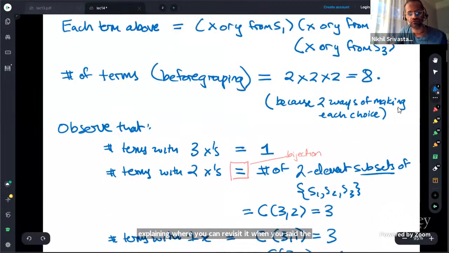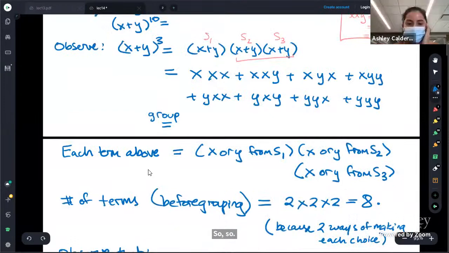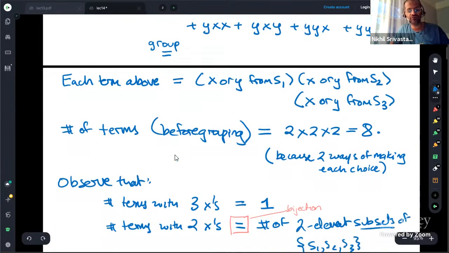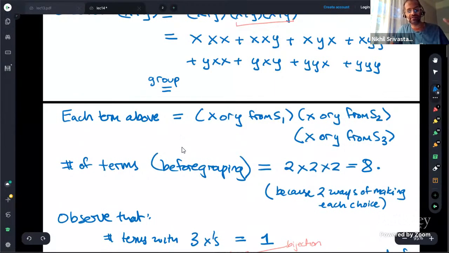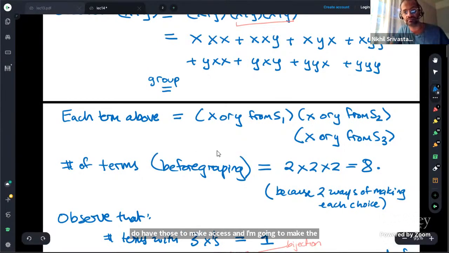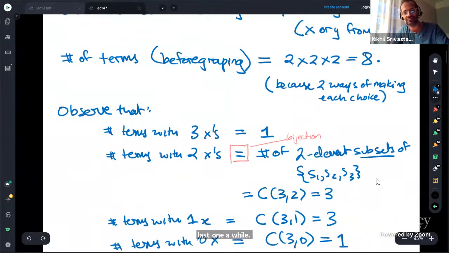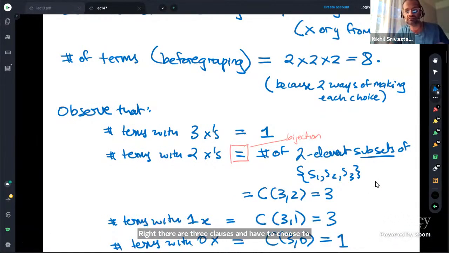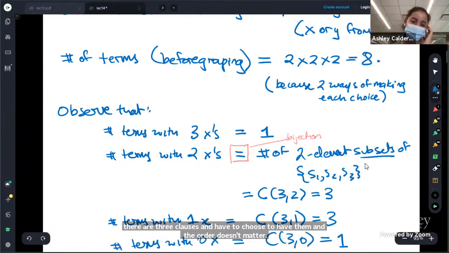Yeah. Right. So remember, each term comes from 3 choices, right? You have to choose an x or y from S1 and an x or y from S2 and an x or y from S3. So now if I have to choose 2 x's, what I'm claiming is I can formulate that differently. I can say, hey, I have to choose 2 out of S1, S2, S3, 2 of those to make x's, and I'm going to make the last one a y. But that's exactly choosing a 2-element subset of S1, S2, S3. Right? There are 3 clauses, and I have to choose 2 of them, and the order doesn't matter. That's why it's a subset. Okay, does that answer the question?